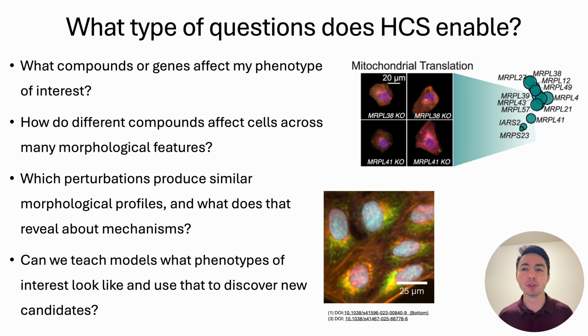Finally, with the widespread use of AI, one big type of question we can ask is, can we teach models what phenotypes of interest look like and use that to discover new candidates? Here, instead of manually defining what we're looking for by somehow translating our phenotype to a quantitative measurement, we can train machine learning models to do this for us and recognize complex phenotypes, either from images directly or from extracted features. Once trained, these models can scan large data sets and identify new perturbations that match the phenotype, enabling even more automated and scalable discovery.